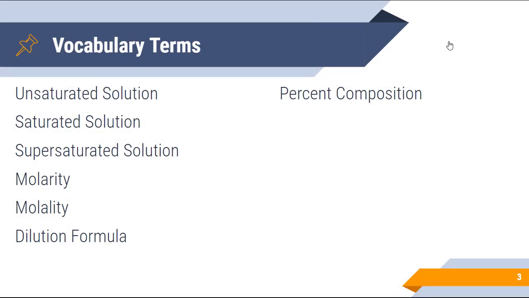We've got some vocab terms here. Again, nothing new, which I really like. Probably one of the last videos where we're really just kind of rehashing things from first year chemistry. But again, I really think it's important that we at least talk about these things and make sure that you understand what the expectations are. Our vocab terms are unsaturated solution, saturated solution, supersaturated solution, molarity, molality, the dilution formula, and percent composition.